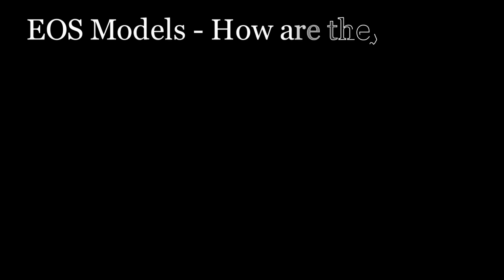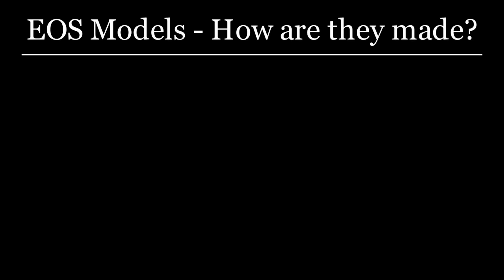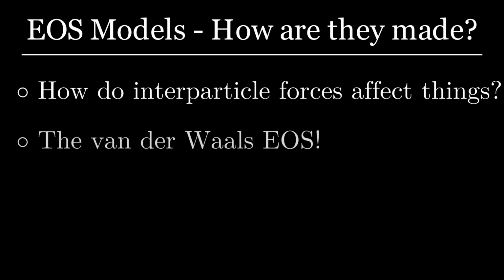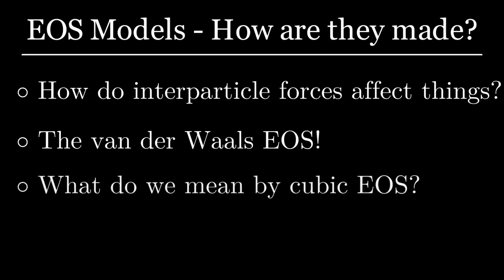In this week's video on the EOS models and how they're made, first we're going to take a look at how interparticle forces affect the EOS. We're going to also take a look at the Thunderfalls equation and other equations that look like it. Then we're going to investigate what we mean by a cubic equation of state. And finally, we'll take a sneak peek of what's to come next week.